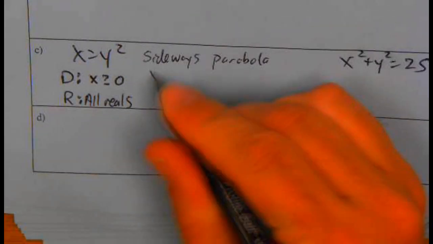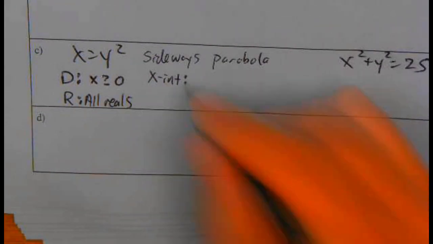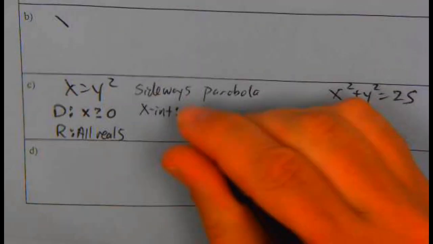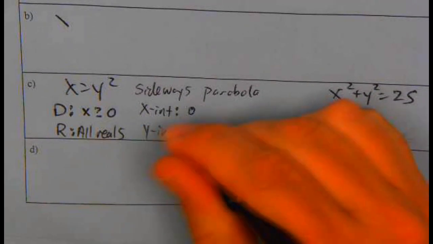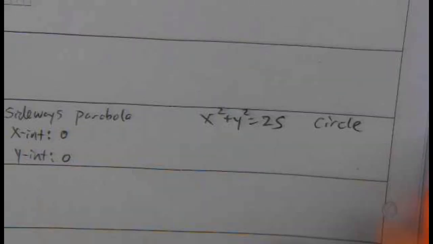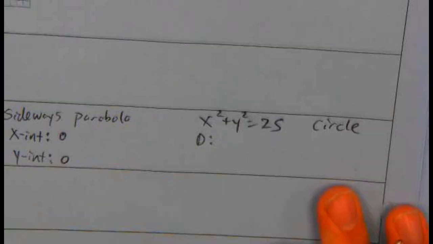And it wants the intercepts. So the x and y-intercept are both just 0, right? X-intercept 0, y-intercept 0. All right, let's go to this one. What's the domain of this circle?